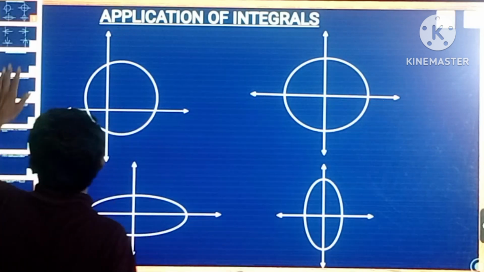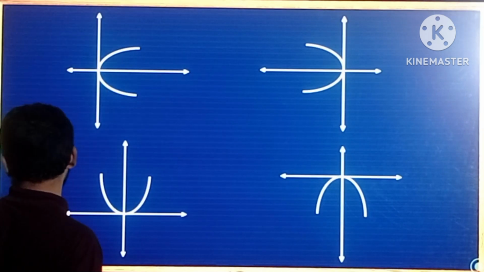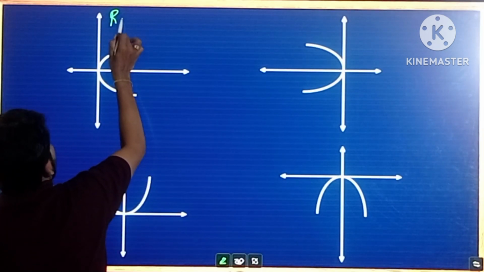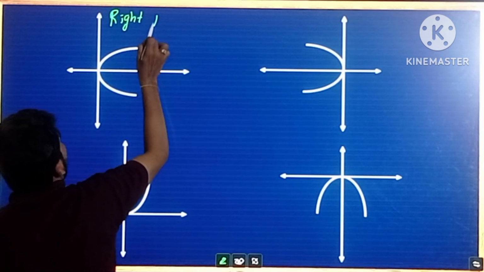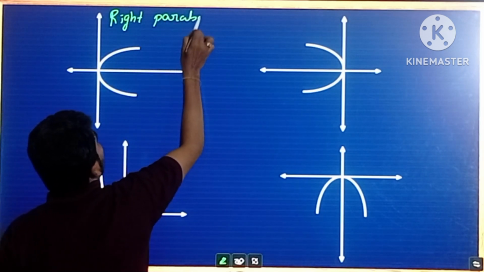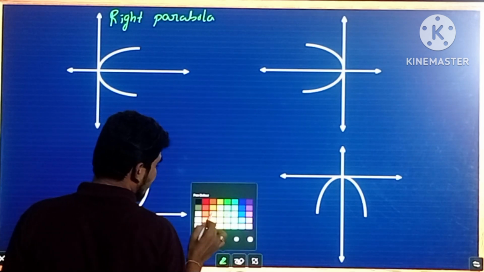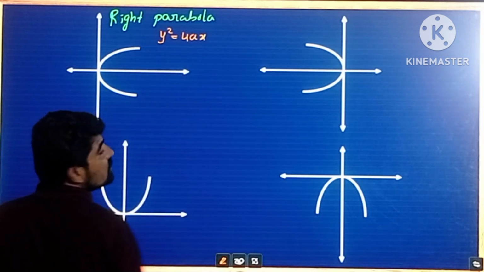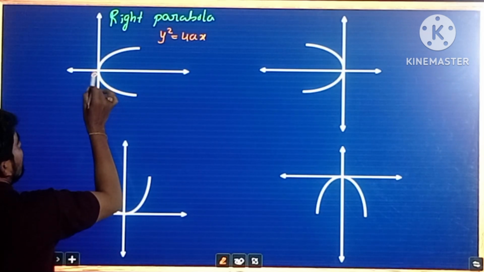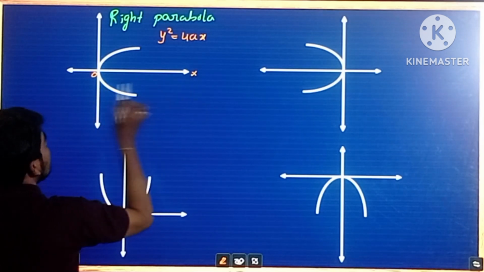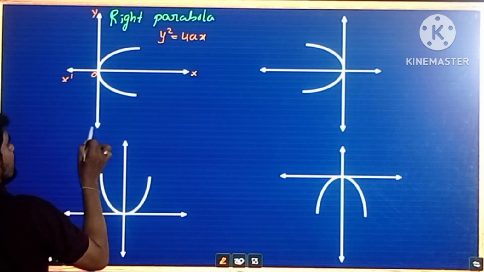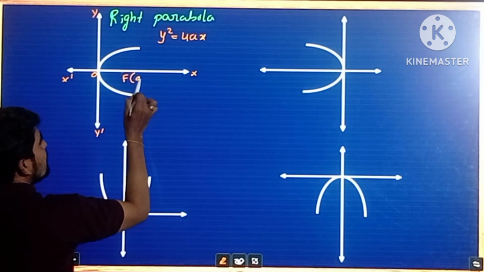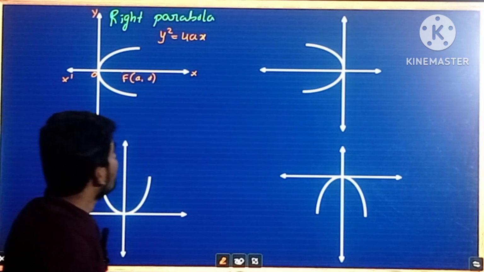of integrals. We studied a total of 4 different parabolas in the chapter conic sections. First one is a right parabola, and the equation of the right parabola is y square equals 4ax. So this is the vertex of the parabola, origin, x-axis, y-axis, and F is the focus of the parabola whose coordinates are a comma 0. I hope all of you understand.